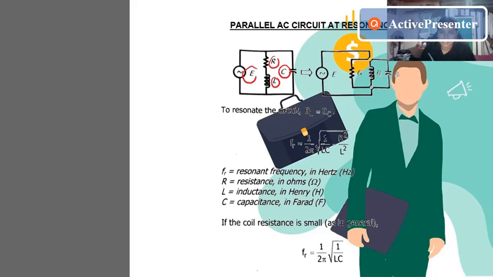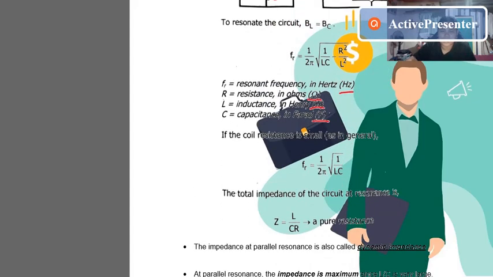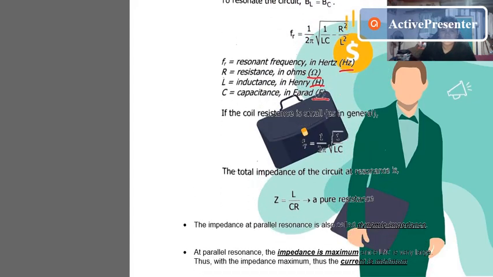So, FR is the resonant frequency in Hertz, R is in ohms, L inductance in Henry, and C capacitance in Farad. If the coil resistance is small as in general, so our FR formula will be 1 over 2 pi square root of 1 over LC.